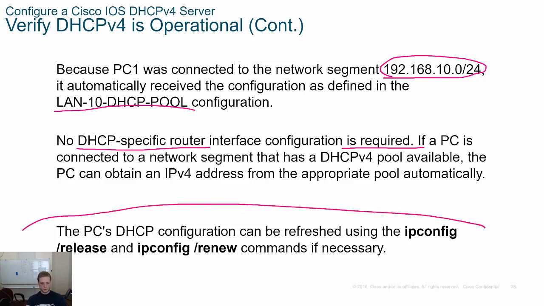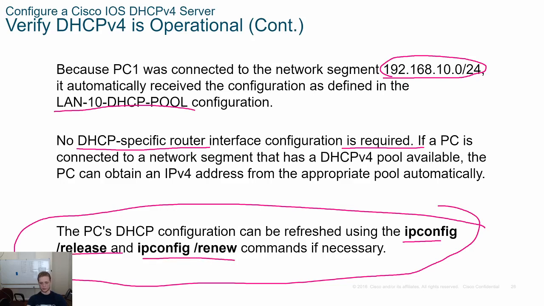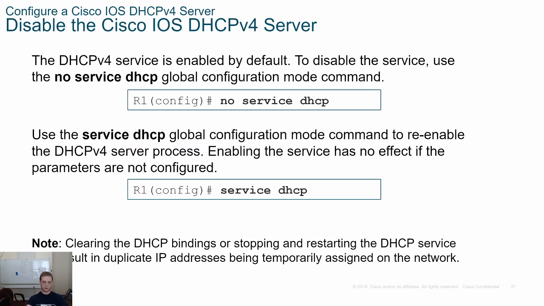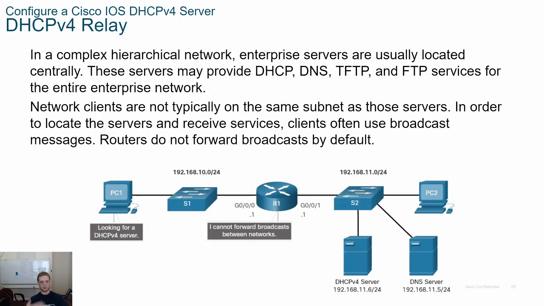And if we need to renew and release our addresses, we can use these commands in Windows: ipconfig /release, ipconfig /renew. You'll be familiar with those. So if we want to stop DHCP from working, we can do no service DHCP, and to start it, we can do service DHCP. Pretty simple, straightforward. So if we want to restart DHCP, we can this way. If we want to disable it permanently, we can also do this. And it is enabled by default.